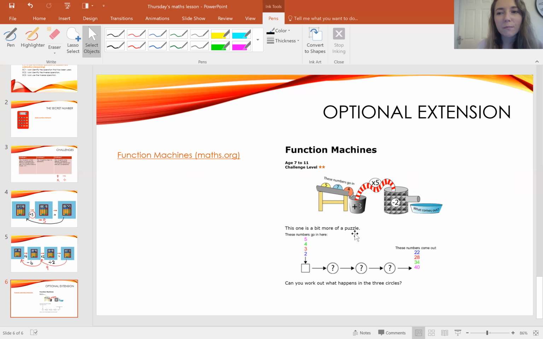Once you've done that, this one's a bit more of a puzzle. This is really challenging. So have a go at it if you're ready for a real challenge. These numbers go into this box. Then 3 things happen to them and these numbers come out. Can you think of what happens in the 3 circles? So you're going to have to try to work out what might happen to the number 2 to get the number 22. What might happen to number 3 to get to 28? What might happen to the number 4 to get to 34? And what might happen to the number 5 to get to 40? But there are 3 things that happen. So you have to work out what those 3 things could be.